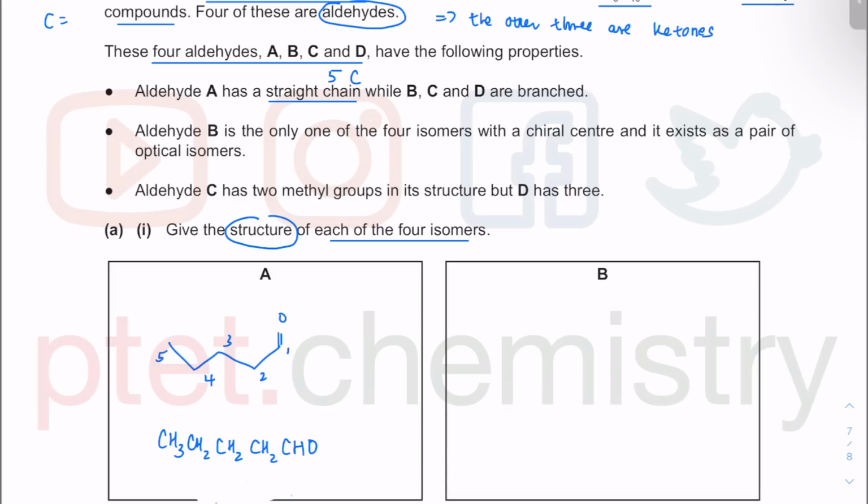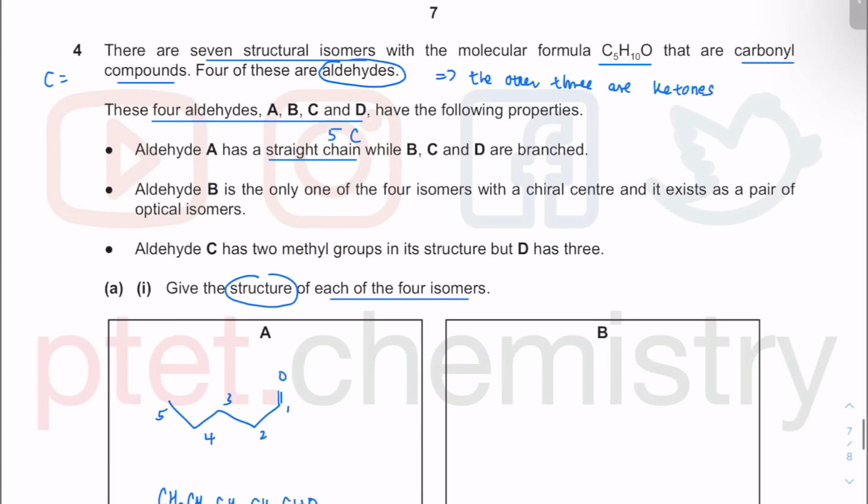So if you give the name, you will not get any mark. They didn't ask you whether it's skeletal or structural. Both of these will get you the mark there. It's a straight chain. This is the simplest 5 carbon aldehyde you can have. 1, 2, 3, 4, 5, C5. And then in terms of hydrogen, 3, 4, 5, 6, 7, 8, 9, 10. And then 1 oxygen.